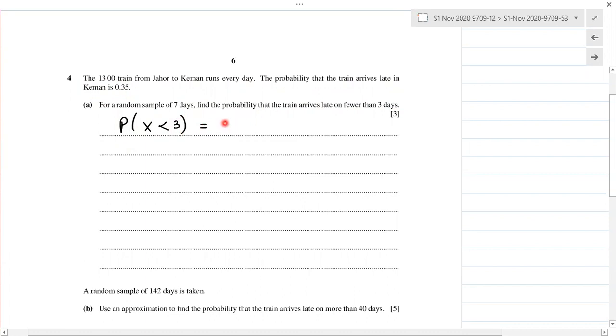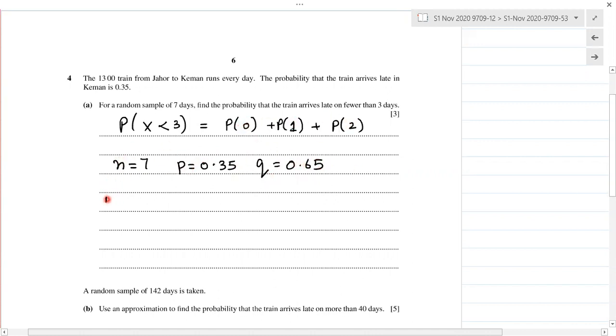So less than 3 days means we need the probability of 0 days late, probability of 1 day late, and probability of 2 days being late. So less than 3 would be 0, 1, and 2. Now, we have n given. It says n is 7 days. We know the probability of this arriving late is 0.35, so q is 1 minus 0.35, which is 0.65. So we have n, p, q, and this is 0, 1, and 2.